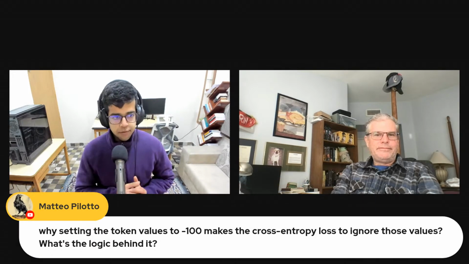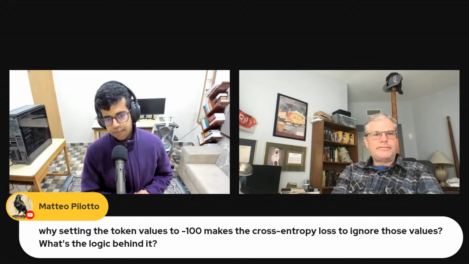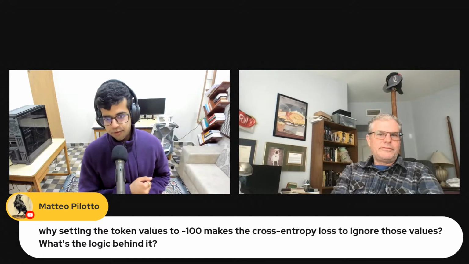Next question is by Mateo. Why does setting the token values to -100 make the cross entropy loss ignore those values?